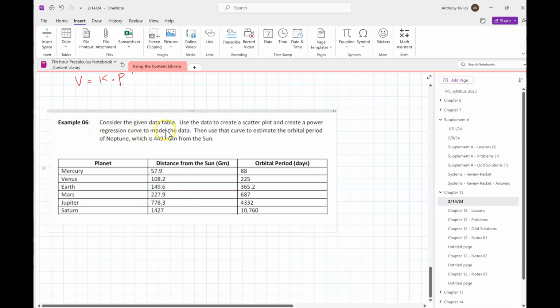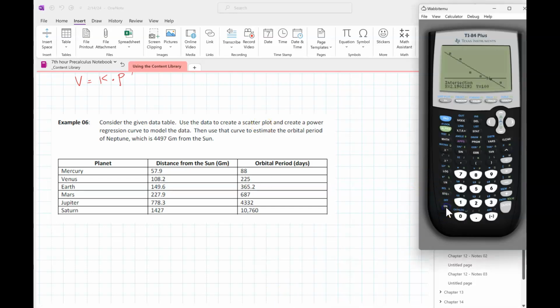So it says, consider the given data table. Use the data to create a scatter plot. Stop there. Let's do that part first. Get your calculator out. Let's start putting our scatter plot together.